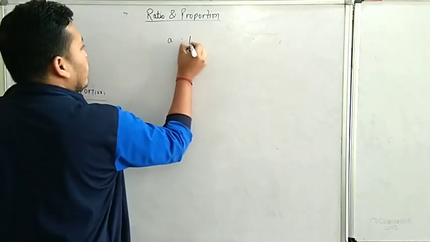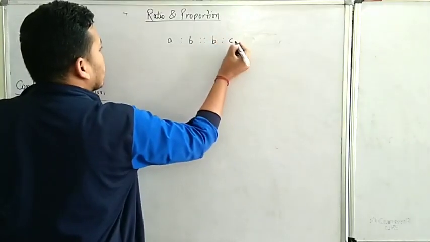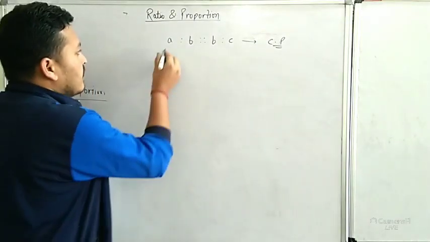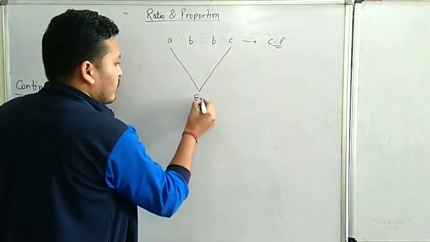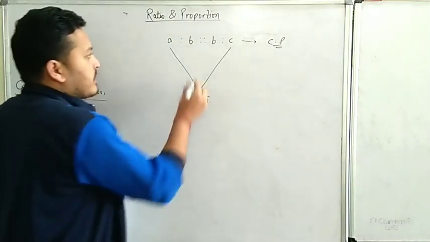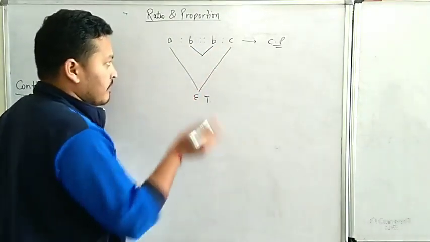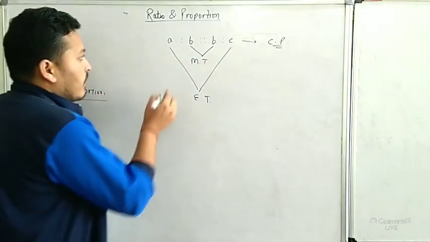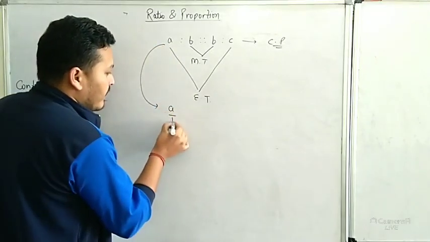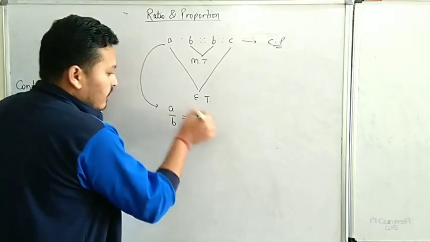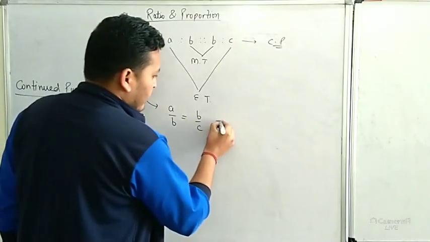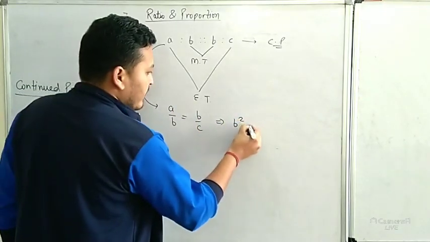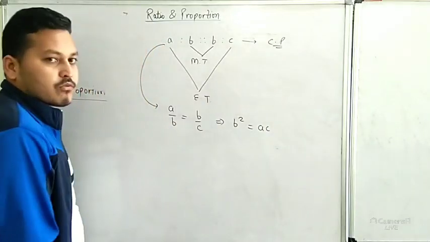So A ratio B proportional, B ratio C. It is the form of continued proportional, and when you have given the continued proportional, so A and C are known as extreme terms, and B, the repeated number, is known as mean terms. So we can write this thing, A upon B is equal to B upon C. तो on doing the cross multiplication, A into C, B into B. So B into B means B square, and B square is equal to AC.